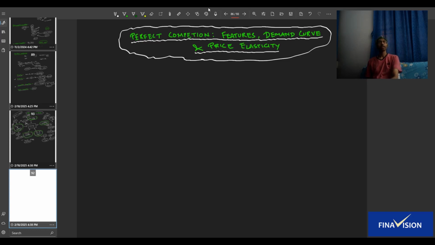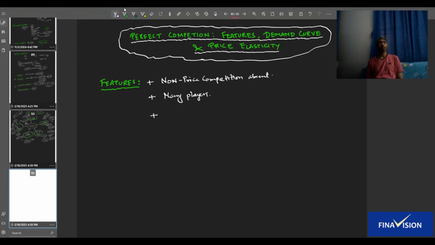Now friends, we discuss perfect competition, its features, its demand curve and its price elasticity. First, let us revise the features. There is zero product differentiation and zero advertisement, so non-price competition is absent. Pricing power is not there with the sellers. So many players, once again, many players means many buyers and sellers, right?